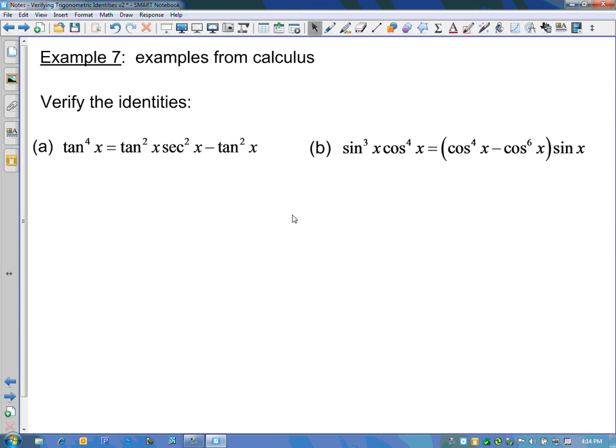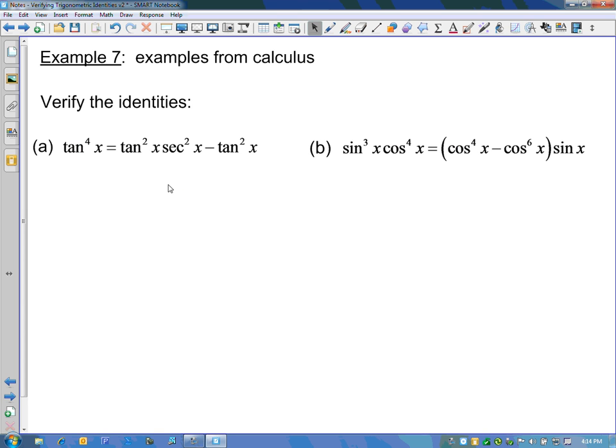Okay, for the last example, we have a two-parter here. It would definitely be easier to simplify the more complicated side. In other words, to work with the more complicated side. Here I would obviously factor out tangent squared. That would leave me secant squared minus 1 in the parenthesis. I can switch that out for a tangent squared, and then I would have tangent to the fourth.